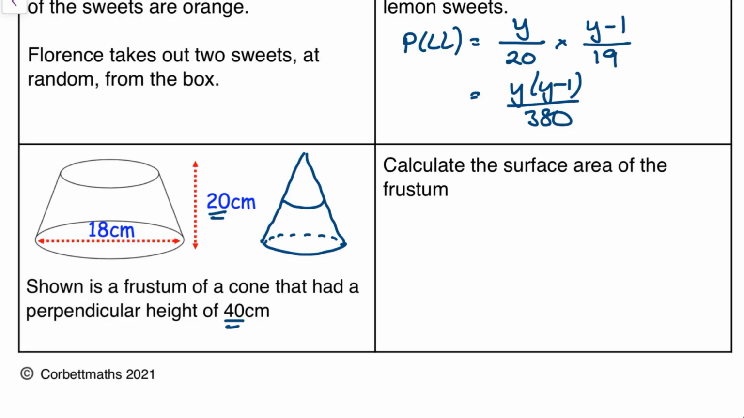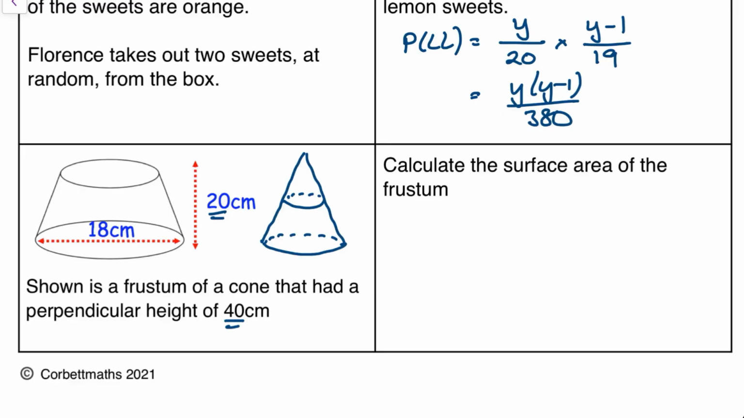So there's definitely a slightly quicker way of doing this. You could use similar shapes, but let's just do it the slightly long way. So what I need to do is work out the area of the curved surface of the large cone, the area of the curved surface of the removed cone, work out the difference between the two, and then add the circle on the top and the circle on the bottom.